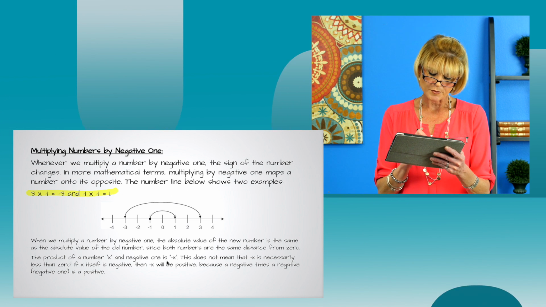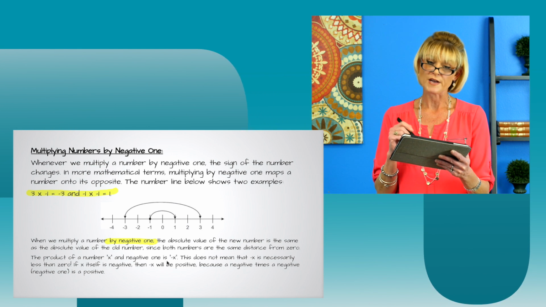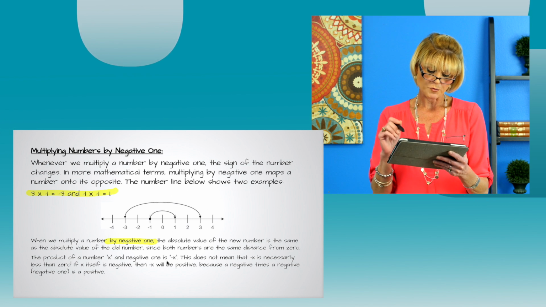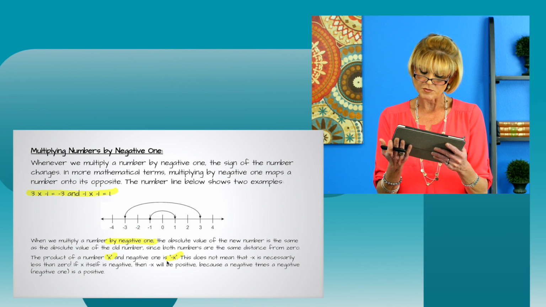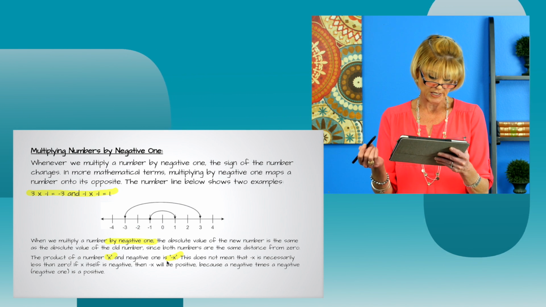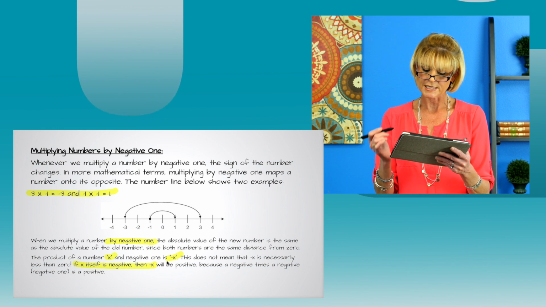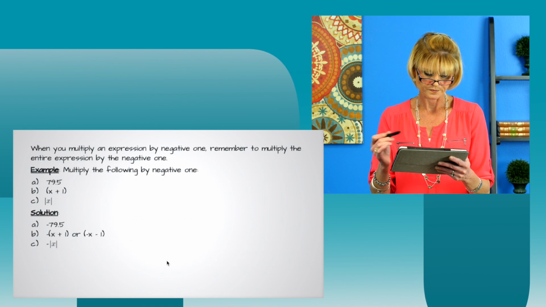When we multiply a number by -1, the absolute value of the new number is the same as the absolute value of the old number, since both numbers are the same distance from 0. The product of a number x and -1 is -x. It doesn't mean that -x is necessarily less than 0. If x itself is negative, then -x would be positive, because a negative times a negative is a positive.